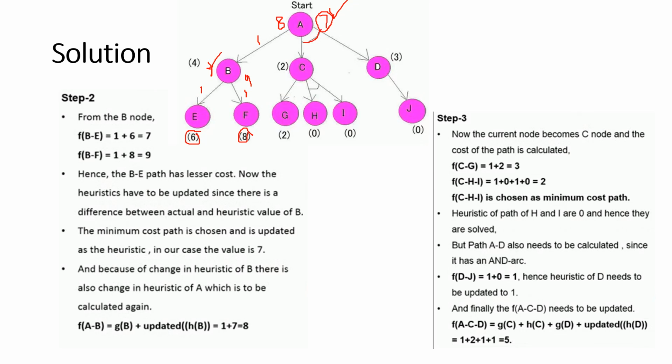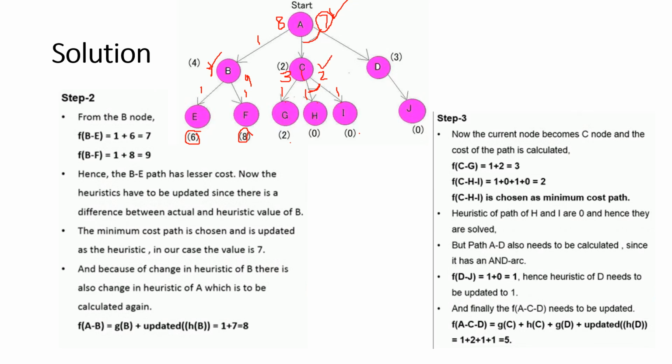So now we are expanding C. C has three child nodes. One is G, that is an OR node. H and I are AND nodes. If we are solving G, it is 2 plus 1, that is 3. And if we are choosing H, it is 0 and g of n is 1. So it will be 1. And I, there is an AND arc, which means we have to solve I also. For I, h of n is 0 and g of n is 1. So this will be 1 plus 1. It is 2. So when comparing these two, this is less.